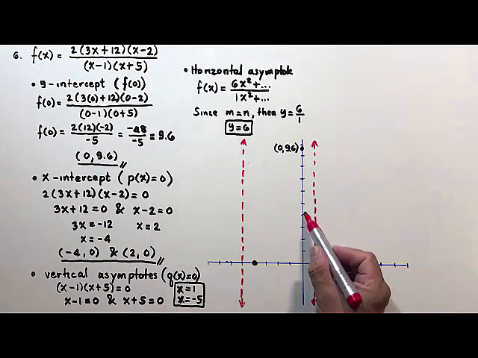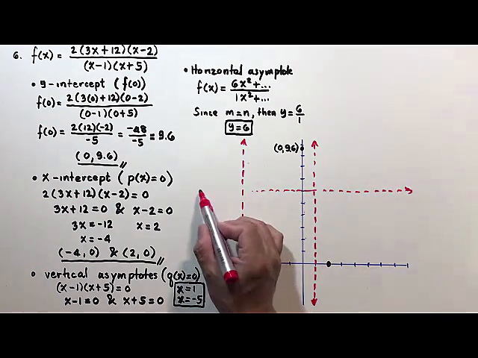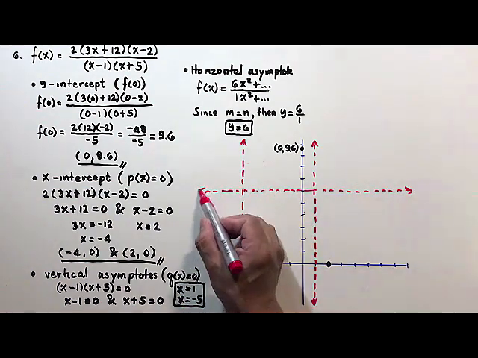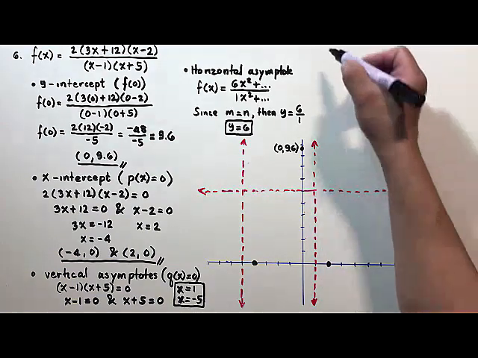And also our horizontal asymptote is y equals 6. 1, 2, 3, 4, 5, 6. So it's here. So this is our horizontal asymptote. So in order for us to have a good picture of the behavior of the function, let's plot some additional points here.